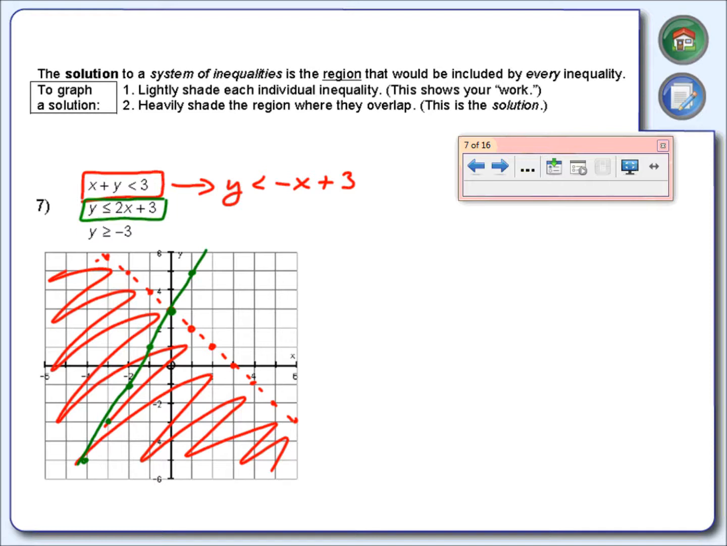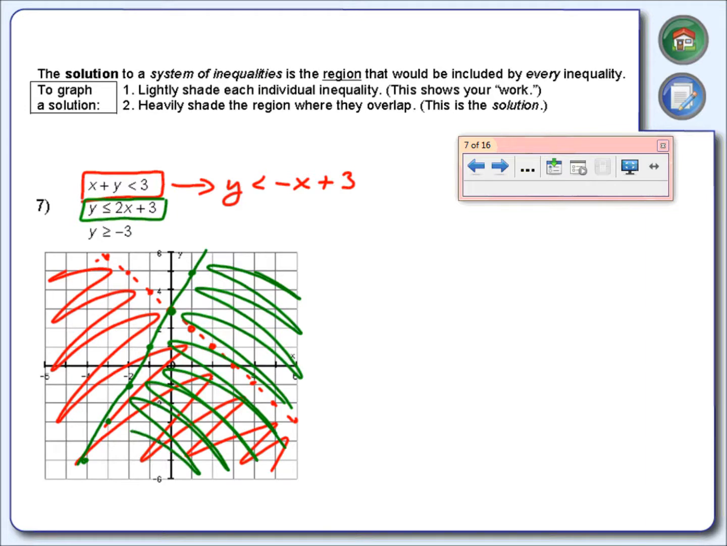It says less than, so I'm going to shade to the bottom. This is the bottom. Again, do the shading light. Very lightly shade.